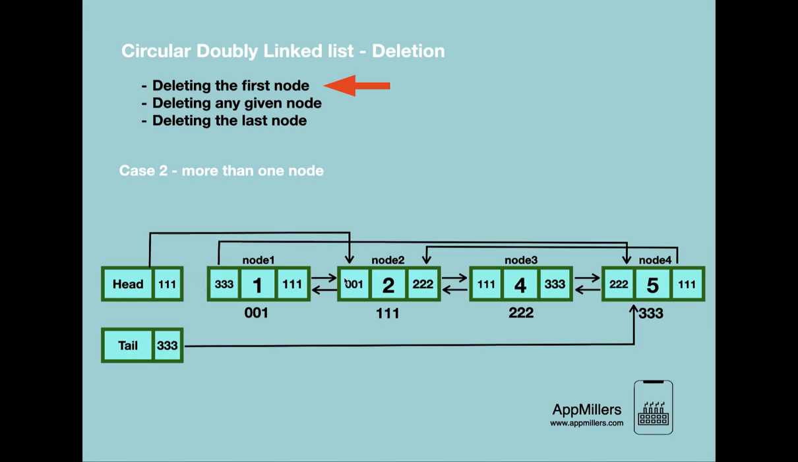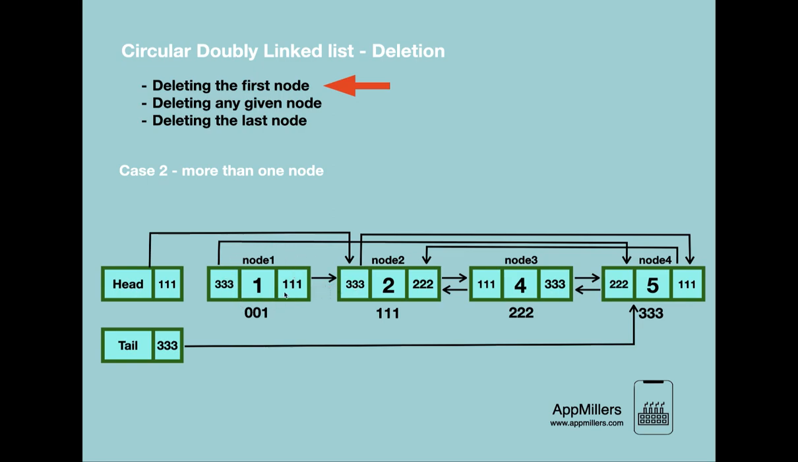And finally, we need to create a reverse link between node 2 and node 4. If we update node 2's previous reference to the location of node 4, which is the last node in our case, we will create a reverse link between them. So we are setting node 2's previous reference to 333, and this creates a reverse link between node 2 and node 4. By doing so, the reverse link between node 2 and node 1 gets destroyed.